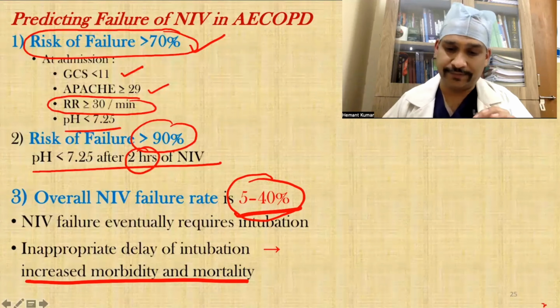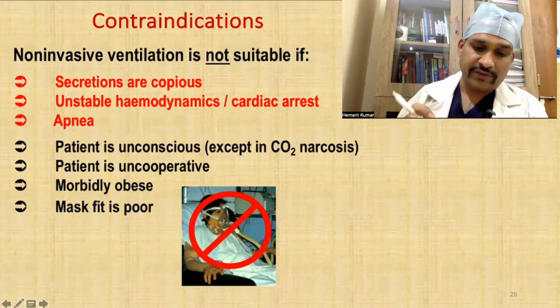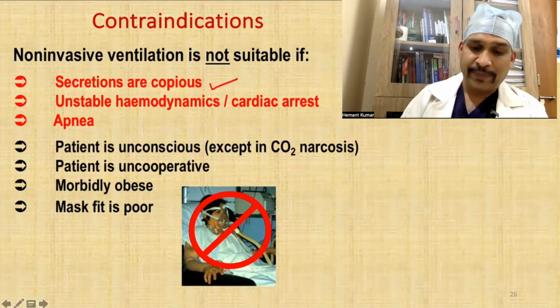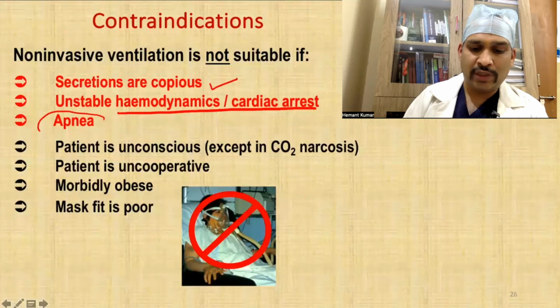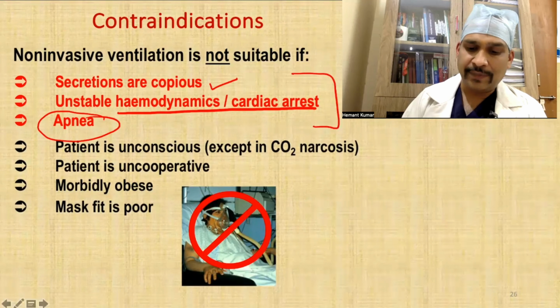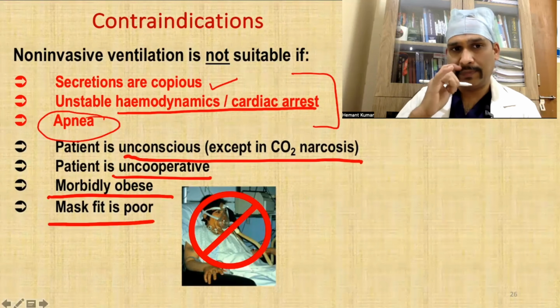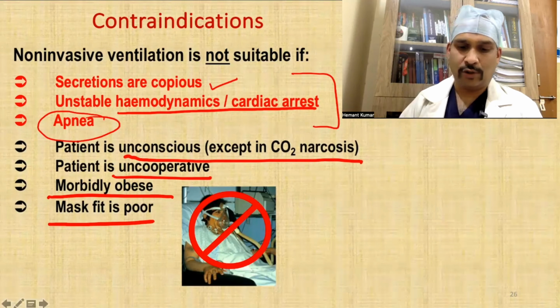You should not wait. So what are the contraindications, when we should not use it? We should not use it when there are a lot of secretions, the patient is hemodynamically unstable, there is cardiac arrest, or the patient is not taking his breath, meaning apnea. So these are absolute contraindications. Relative contraindications are if the patient is unconscious, non-cooperative, morbidly obese, or the mask is not fitting properly. So we should keep contraindications in mind also.